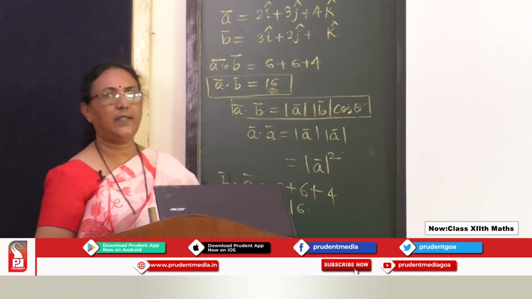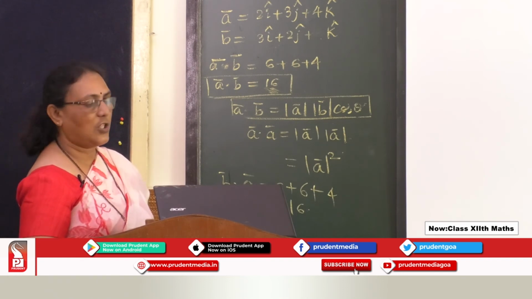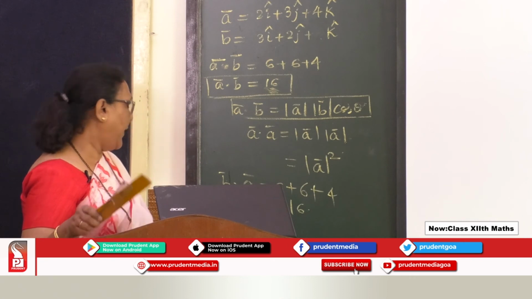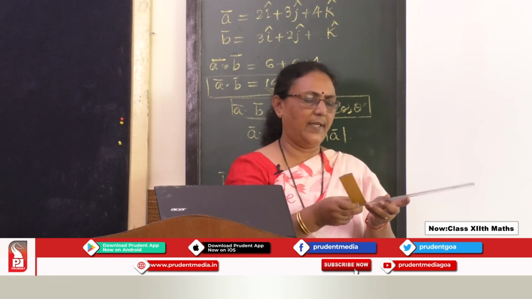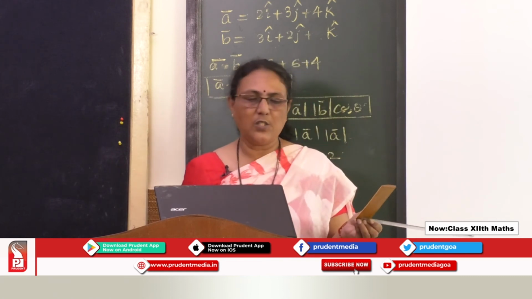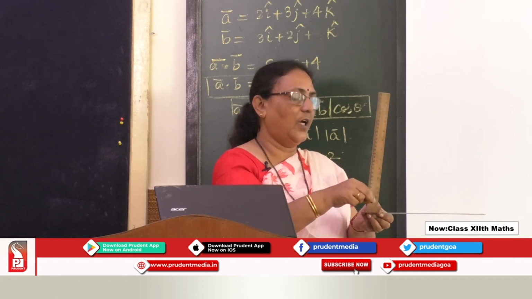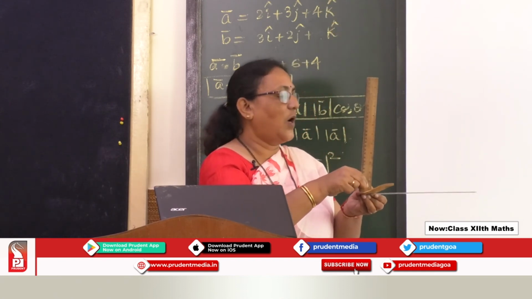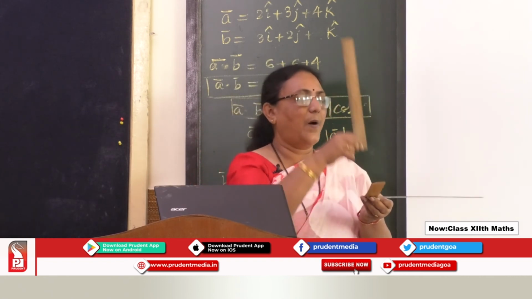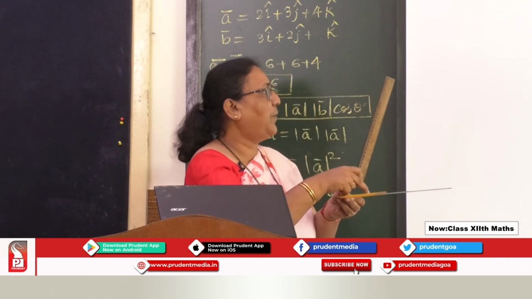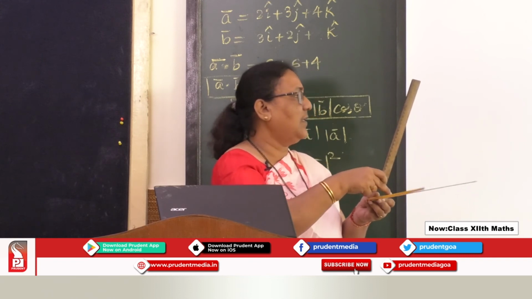Next is the vector cross product of two vectors. See here, this is one vector A bar and this is B bar. Now A cross B is a third vector, perpendicular to both A and B. So the cross product is a third vector perpendicular to vector A bar and also perpendicular to B bar. The angle between these two vectors is theta here.